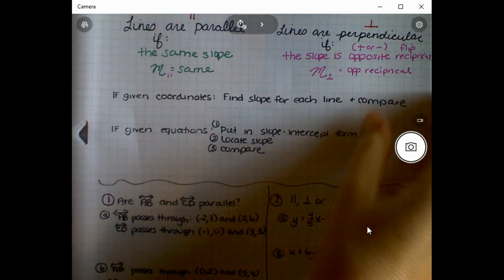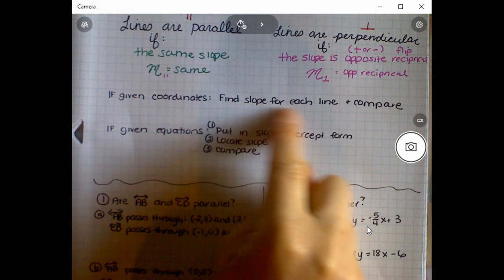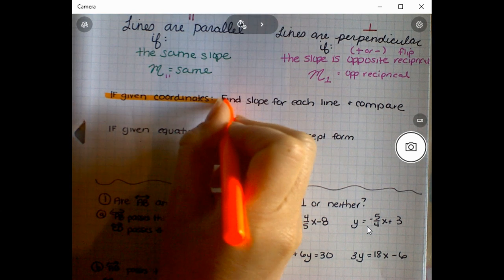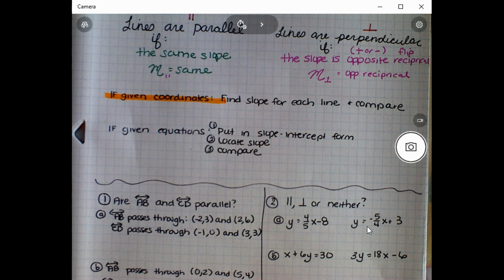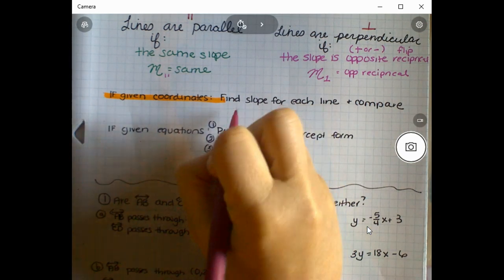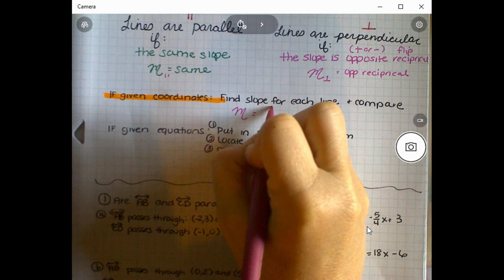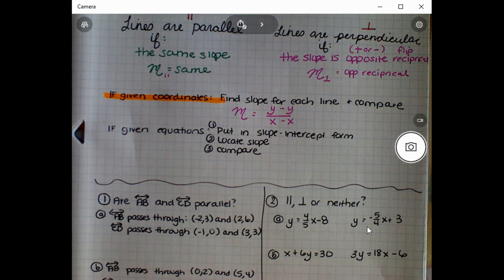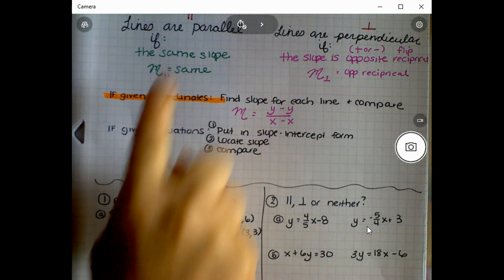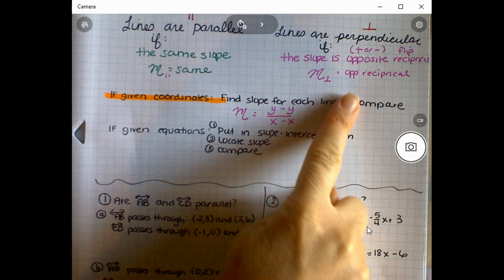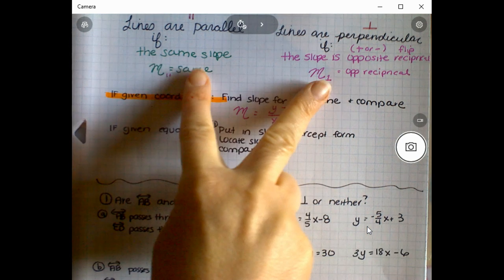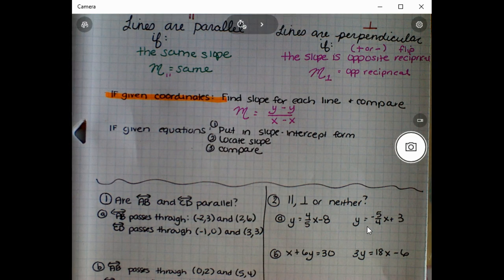All right, so if you are given coordinates, you're going to find the slope for each line and compare. Remember that for that you would need to use the slope formula, m equals y minus y over x minus x. So you'll need to do that twice, one for each line, and then compare them. If they are the same, the lines are parallel. If they are opposite reciprocals, the lines are perpendicular. And if they are neither of those, then they are neither parallel nor perpendicular.